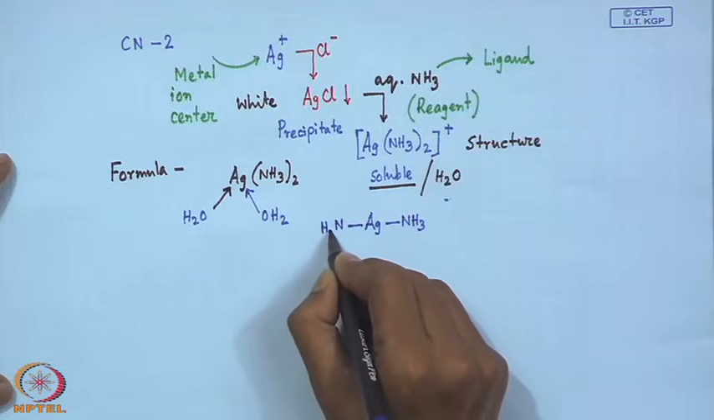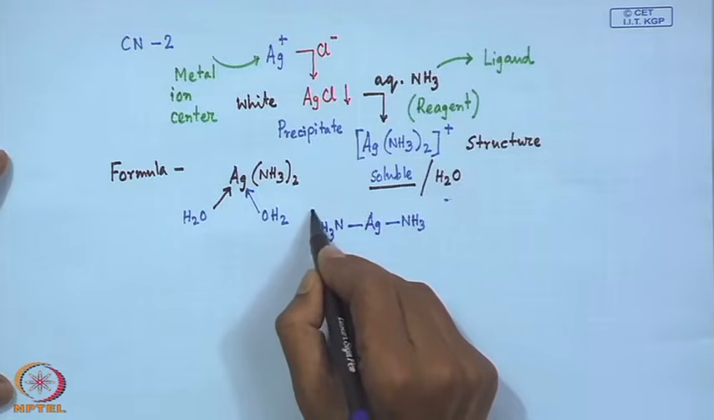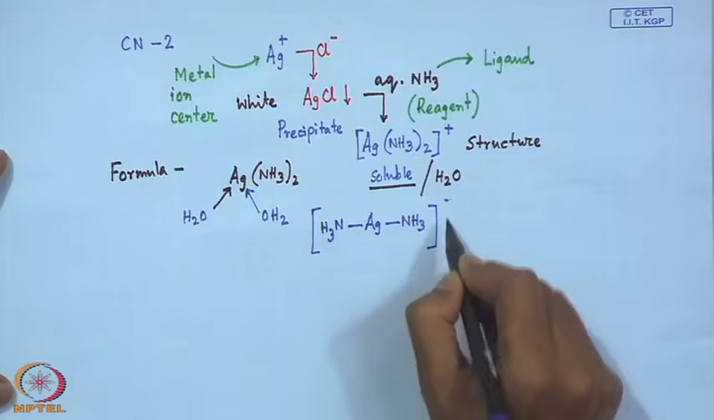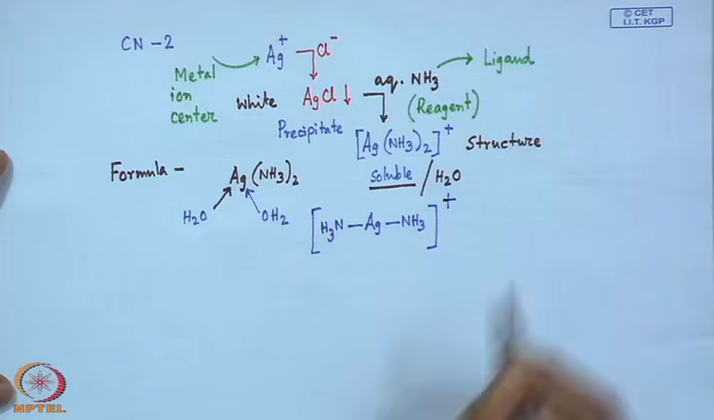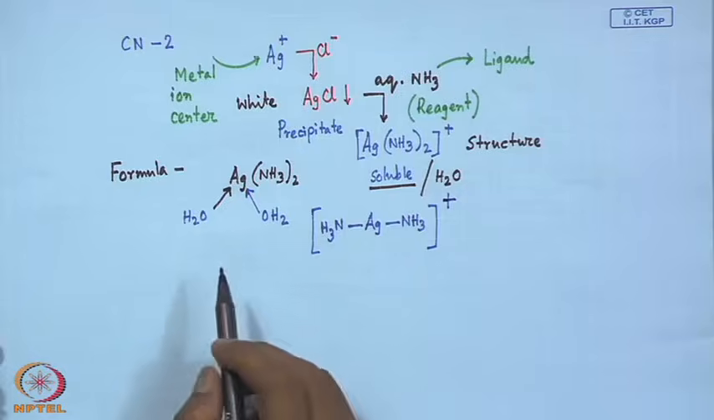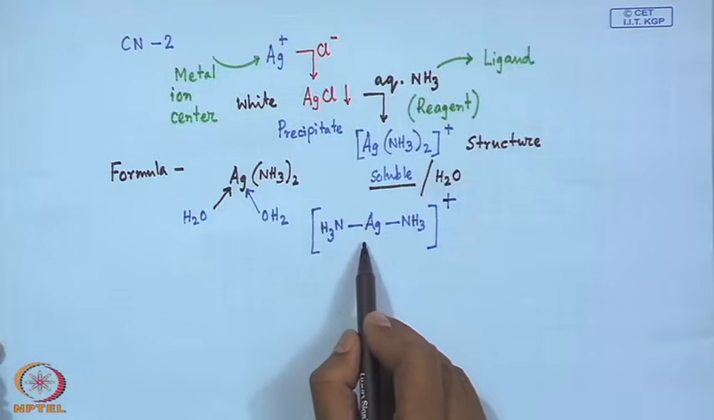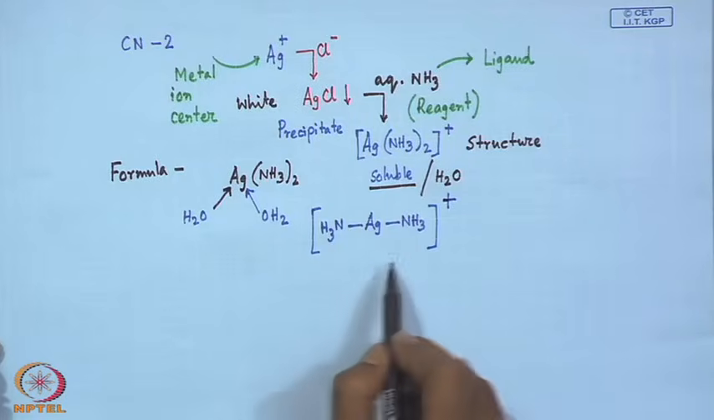This is the corresponding structure that we can have for silver and 2 ammonia molecules, with a cationic charge on the overall complex. So, basically we get 2 points of attachment to the metal center by 2 ligands. As a result, we get a coordination number of 2.